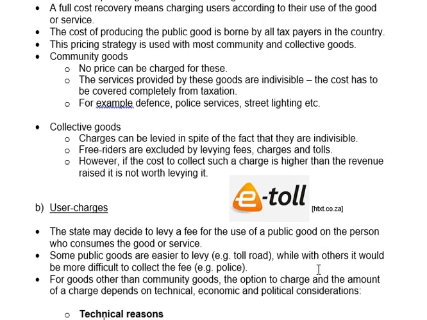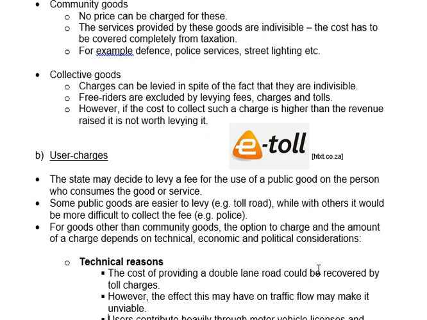In terms of collective goods, we said they are also indivisible, but even though they are indivisible, sometimes it is possible for us to exclude the free riders. Remember, free riders are those people that make use of public goods and services, but they do not contribute to taxes. So they are getting these services without basically paying for them. Now, in the case of certain collective goods, it'll be free of charge. But in certain cases, we can levy fees, like with the toll road, etc. We're going to look at that just now.